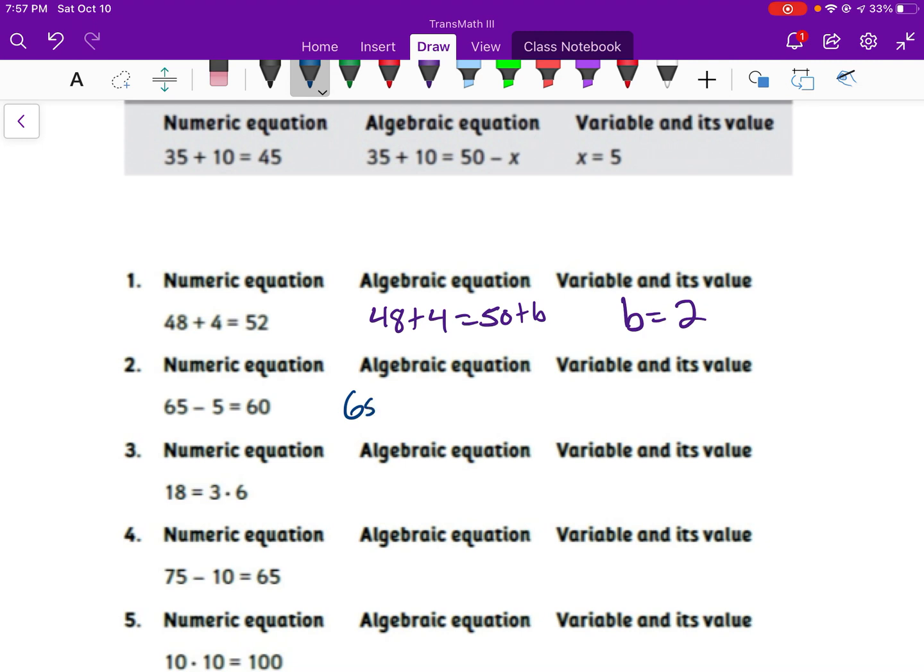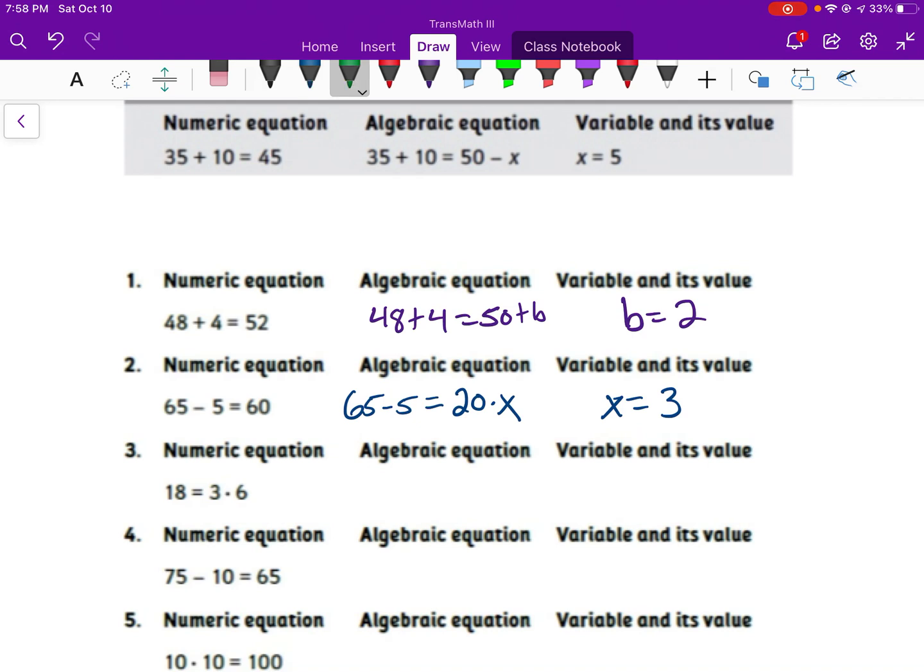So like on number 2, 65 minus 5. Okay, we know it's equal to 60, so I can say something like 20 times x. Okay, like 20 times what is 60? 20 times 3 is 60. Okay, so that's a little more difficult way of thinking about it. The easiest route is always to do that plus or minus that variable.